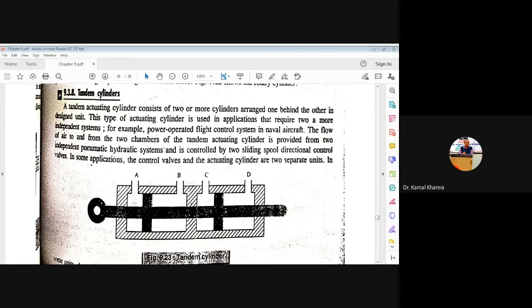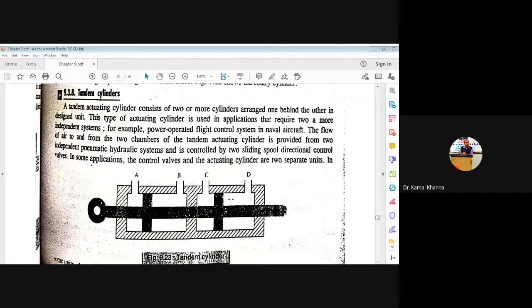So with this tandem cylinder you can operate three or four different pneumatic systems with a single tandem cylinder. In the tandem cylinder we have three or four cylinders, and we have four delivery strokes here, A, B, C, and D. All these four delivery strokes are operated single-handedly by the sliding spool. So this sliding spool is handling all the cylinders.